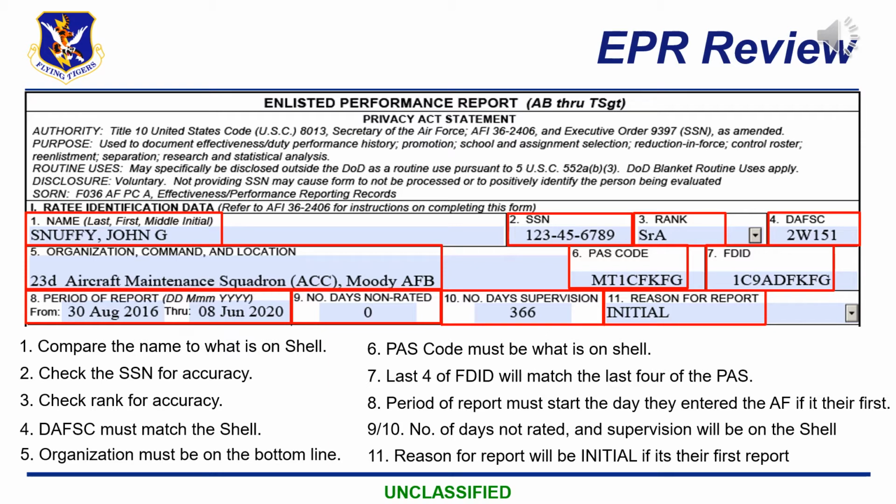Number 6 is the PAS code. That must be exactly what the shell says. That shows what unit the member belongs to. Number 7, the last 4 of the FDID will always match the last 4 of the PAS code. It'll never change. That shows who is commanding that member.